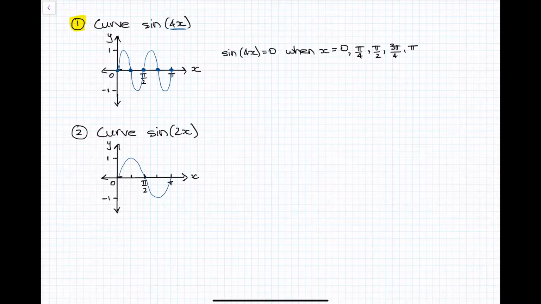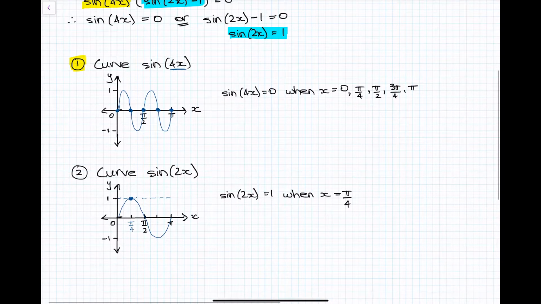And remember here we're concerned with when this curve is equal to 1, and within our domain that really only happens at one point. At this point here, x is equal to pi on 4. So therefore we can say that sine of 2x is equal to 1 when x is equal to pi on 4. So that dealt with this second element of the equation.